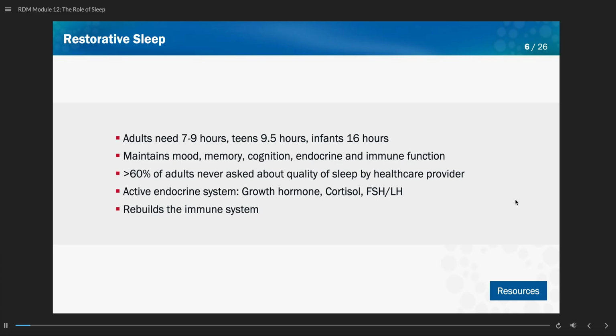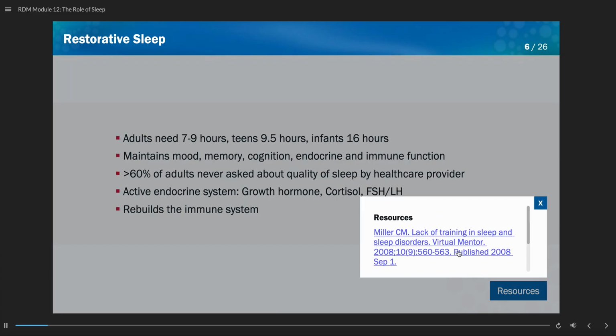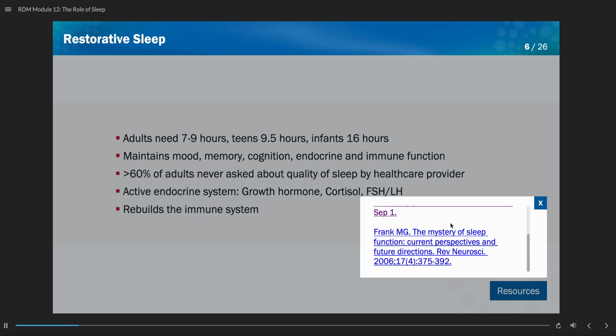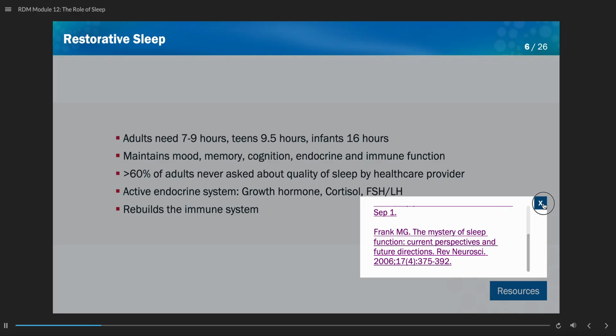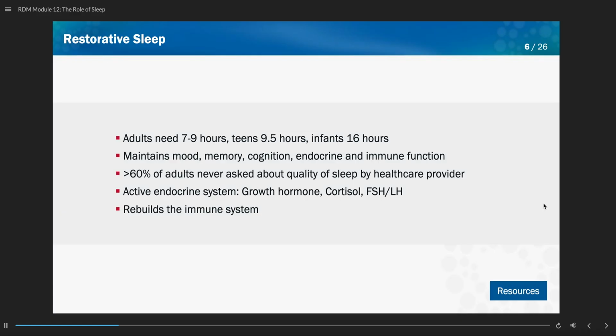Generally, adults need about 7 to 9 hours of restorative sleep on a nightly basis. Teens that are growing need on average about 9.5 hours, and infants 16 hours. These are the hours that are necessary for the body to really enter this restorative phase and recover at nighttime. But sleep is not just important for physiologic recovery. It also maintains mood, memory, cognition, endocrine system, and immune function.